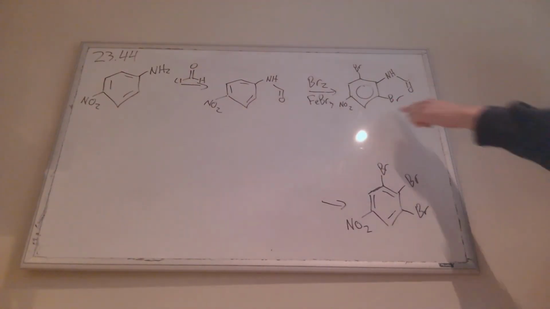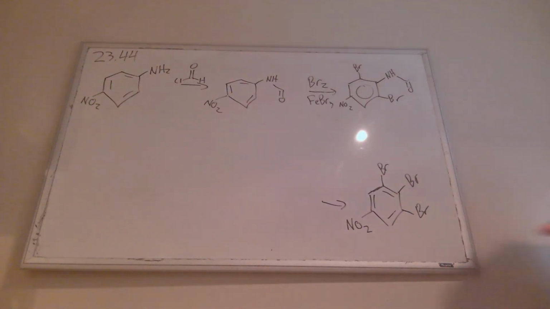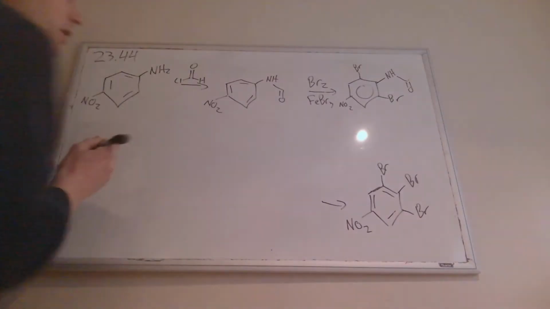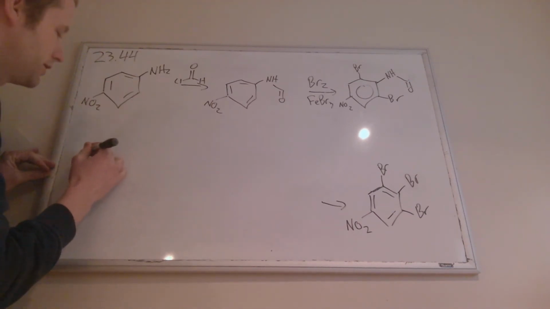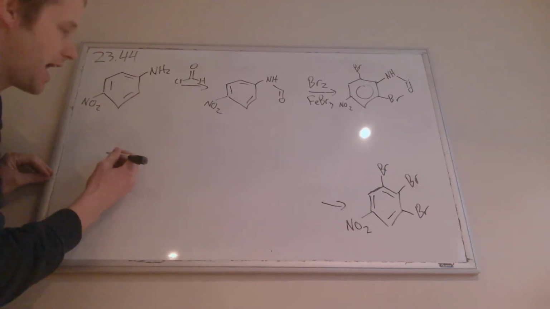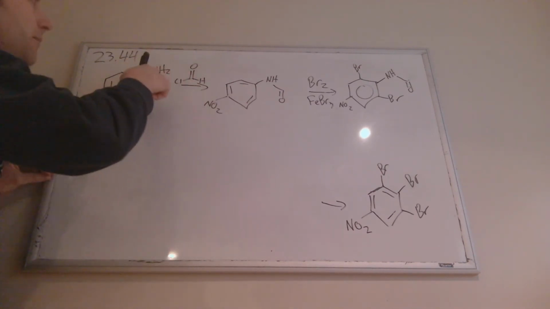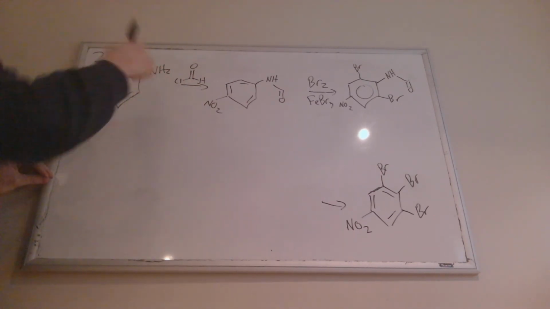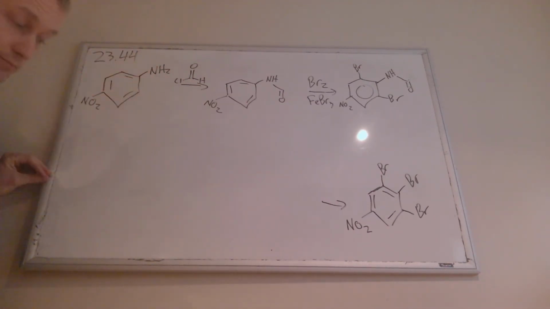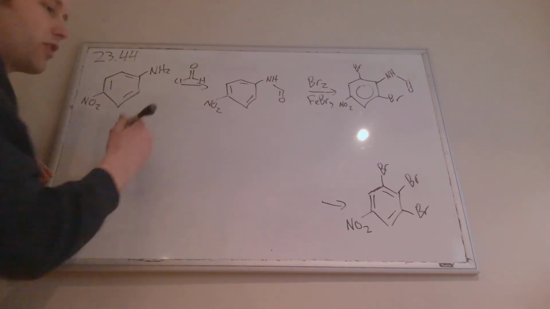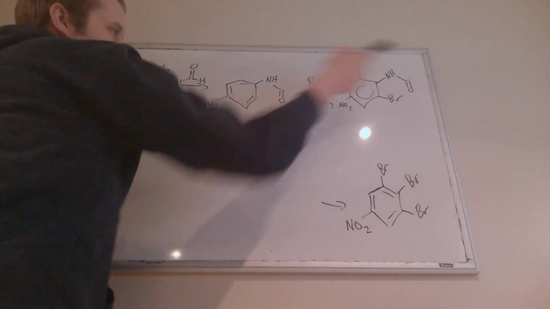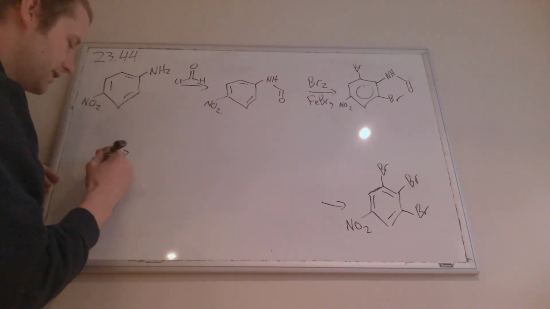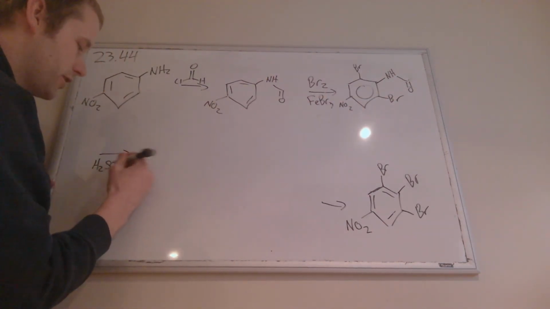So now we're pretty close already. The next thing that we need is a Sandmeyer reaction. The Sandmeyer reaction takes place with some sort of acid catalyst and an amine, and also sodium nitrite.